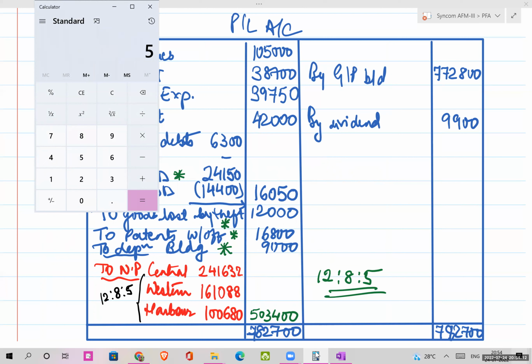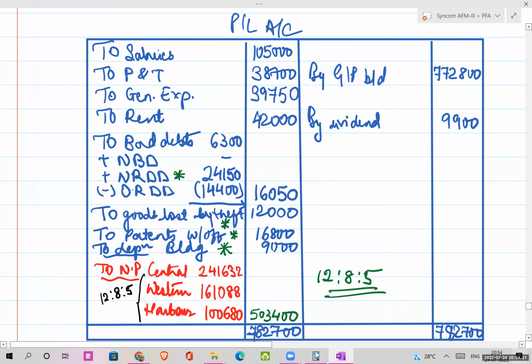That is 1,61,088. And 5,03,400 into 12 divided by 25 is 2,41,632. So this is how you distribute your net profit among the new partners, and the new partners' ratio we just calculated, 12:8:5.